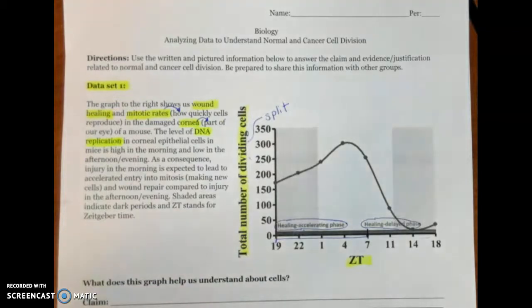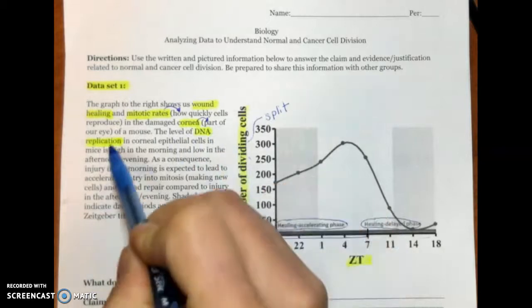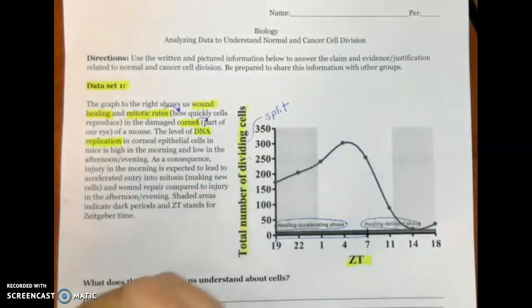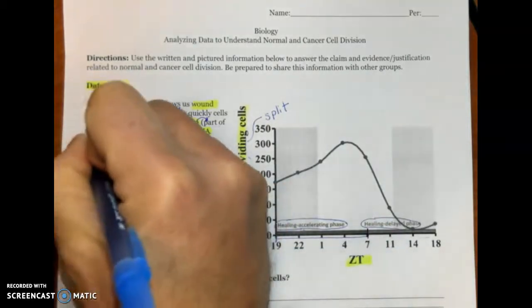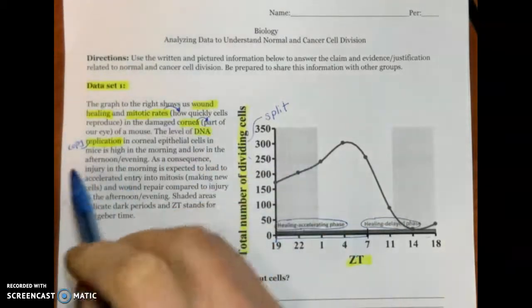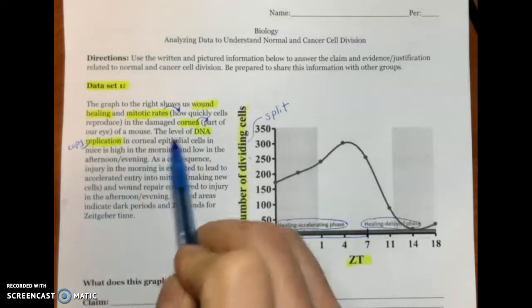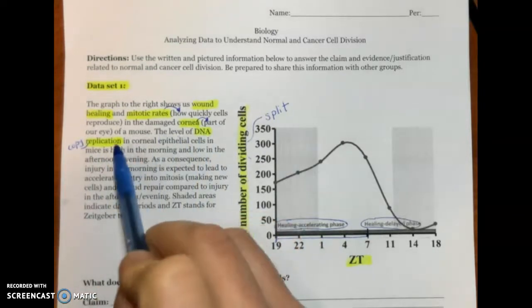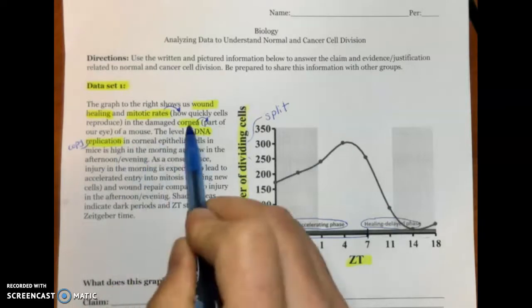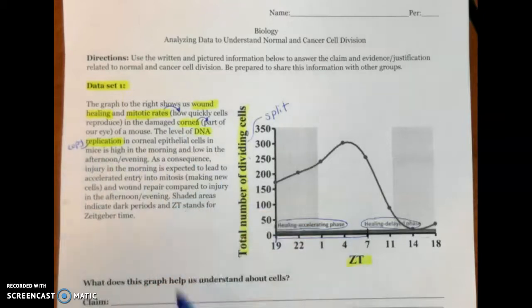I know what DNA is. I know that we have it. I know that it determines things about me. Replication is a term that I'm familiar with. That means to copy. So when I see DNA replication, I must be thinking about something with DNA being copied. So I'm looking at the level or amount of DNA replication in corneal epithelial cells in mice.